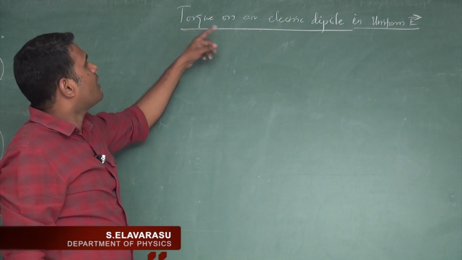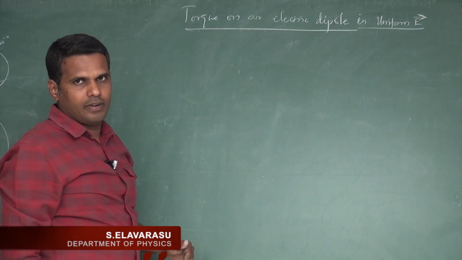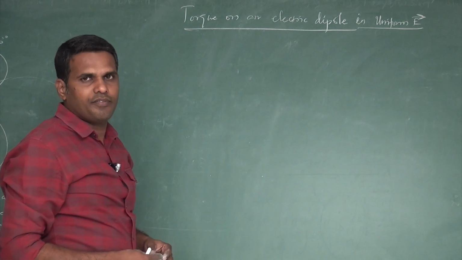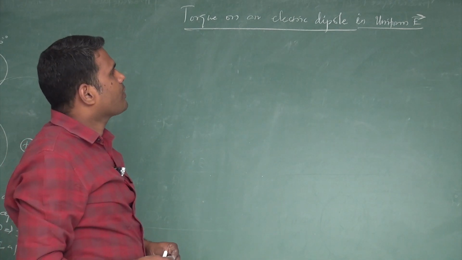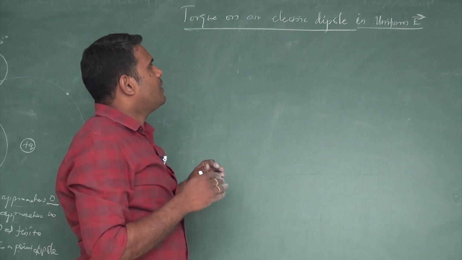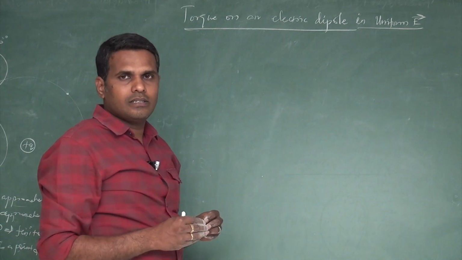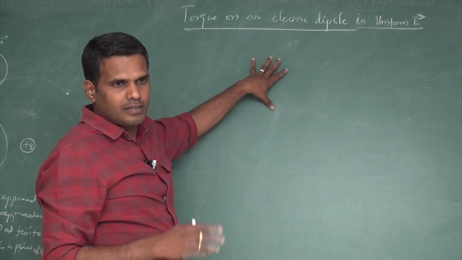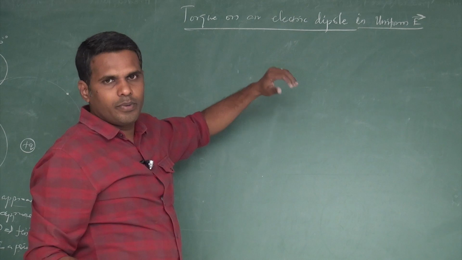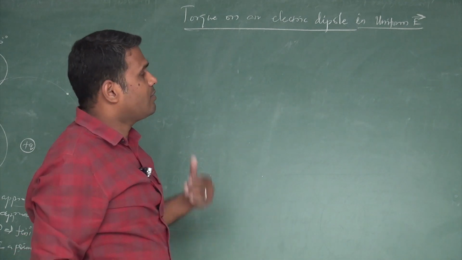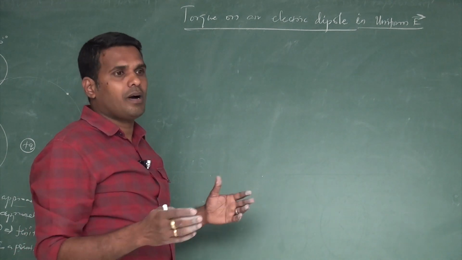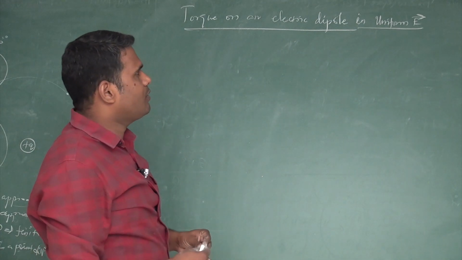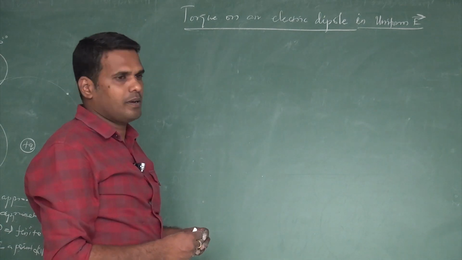Next heading is torque on an electric dipole in a uniform electric field. As you know, the difference between uniform and non-uniform electric fields: if the magnitude and the direction of the electric field are the same at various points, then the field is said to be a uniform electric field. If the magnitude and direction differ at different points in an electric field, then the field is said to be a non-uniform electric field. How will you represent a uniform electric field?